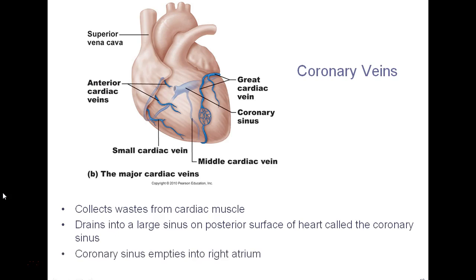So let's look at this great cardiac vein. We're going to see that the great cardiac vein is located in the anterior interventricular sulcus, and that's going to be positioned right alongside the anterior interventricular artery. Then the middle cardiac vein is located within the posterior interventricular sulcus, and that is positioned right alongside the posterior interventricular artery. We can see from this diagram that the small cardiac vein travels alongside the marginal artery. And again, all of these coronary veins drain into the coronary sinus, which is then going to dump its blood into the right atrium.